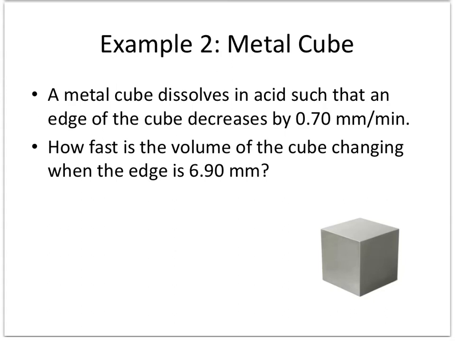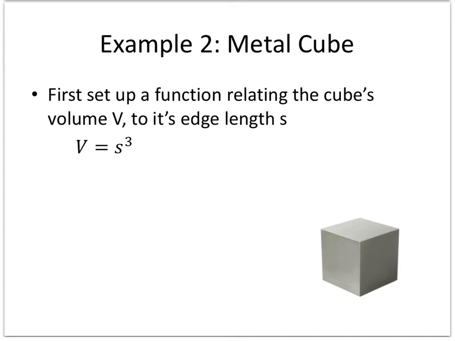All right, another example. A metal cube dissolves in acid such that an edge of the cube decreases by 0.7 millimeters per minute. How fast is the volume of the cube changing when the edge is 6.9 millimeters? All right, so how fast is the volume? So I want to know the change in volume with respect to time, that's how you start these. So if I want dV over dt, I apparently need a V, right? That's my function. So my function is my volume.